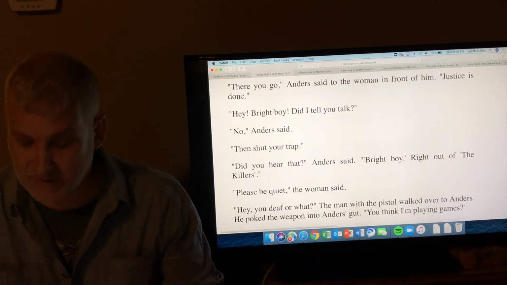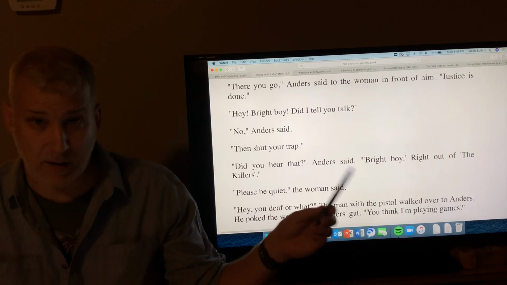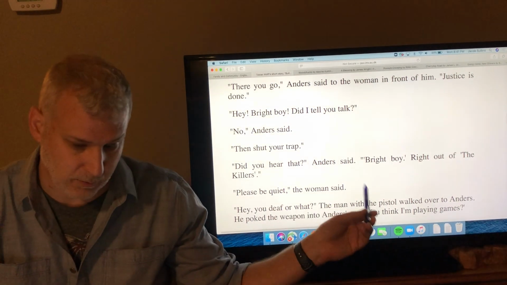"Justice is done." And this woman that they were both annoyed at now is getting yelled at by the robber. But Anders talking here, the robber notices him.